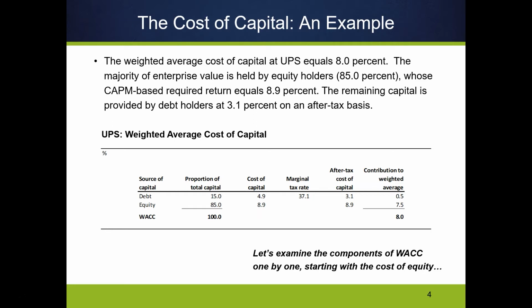Now obviously, in the past 3 years, after the big tax law change in 2017, the marginal tax rate has dropped significantly for major corporations. And so it's probably 21, 22% for UPS right now, but at the time it was still 37. So the contributions to the weighted average are just the two parts of the WACC formula split into one. So we can just add those two together to get the total weighted average cost of capital, which is 8%.